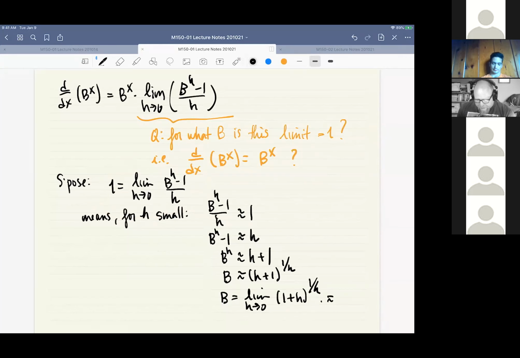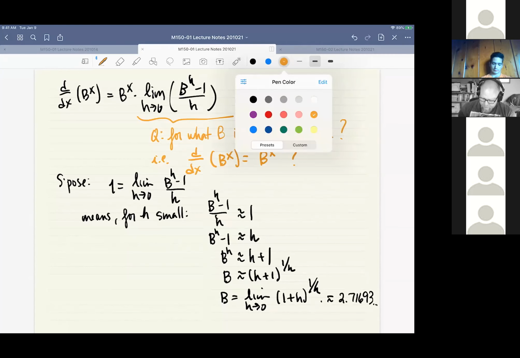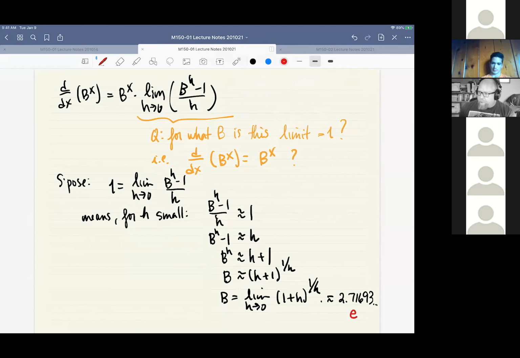And if you make a table of values or whatever you want to do, you'll see that this is about equal to 2.71693 repeating. Does anybody recognize that number? This is the number we call e. Yeah, it's e. So this limit here equals e. So this tells us that the derivative of e to the x equals e to the x.